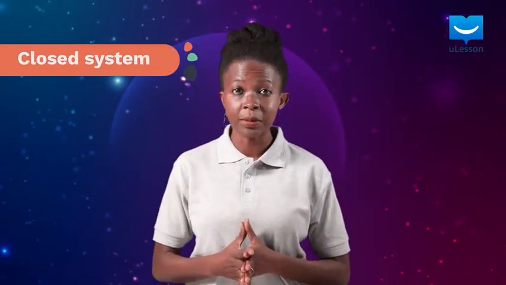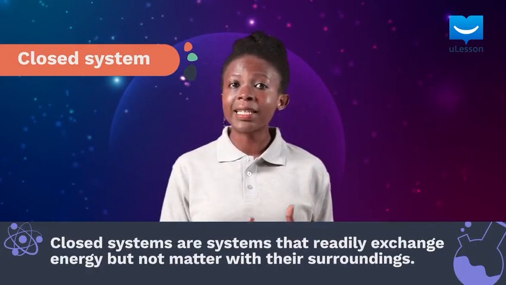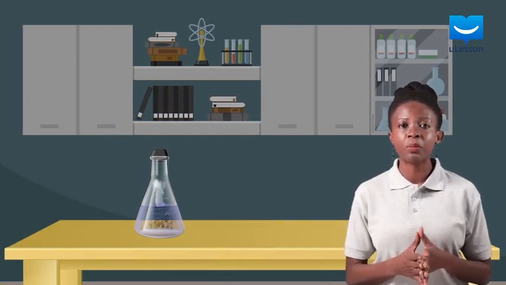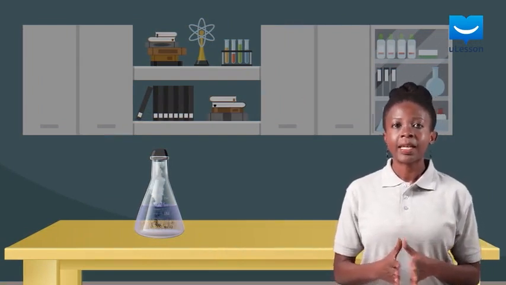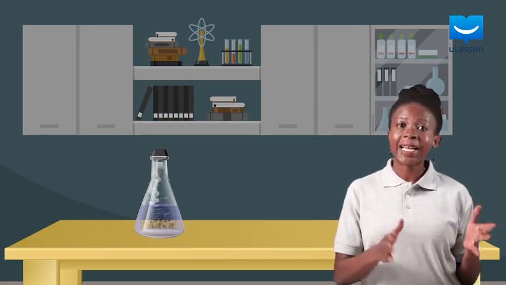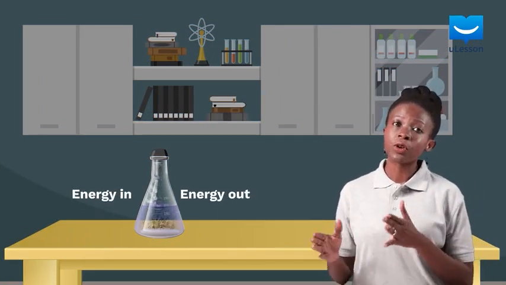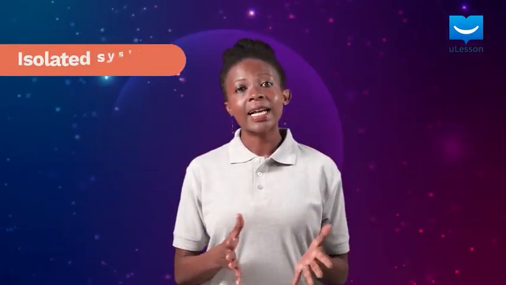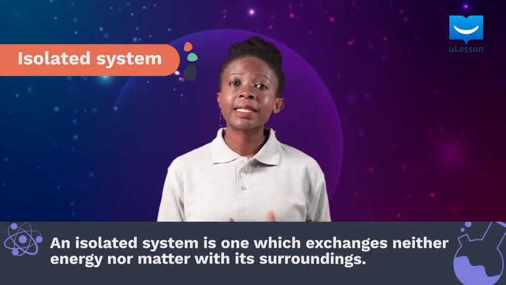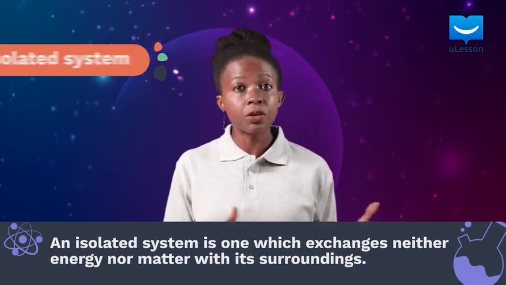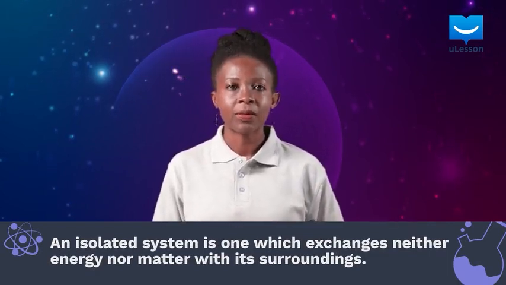Closed systems are systems that readily exchange energy but not matter with their surroundings. A sealed flask is a good example of a closed system. It can't exchange any form of matter with its environment, but can exchange energy in the form of heat with its surroundings. Lastly, an isolated system is one which is independent of its surroundings. It exchanges neither energy nor matter with its surroundings.